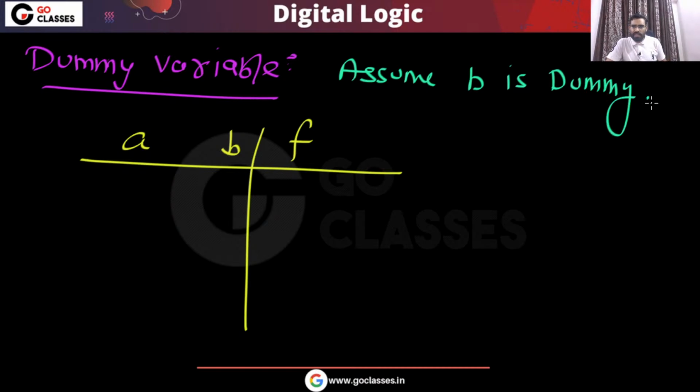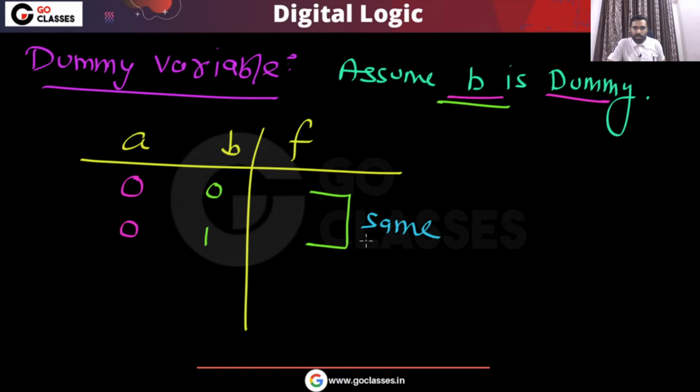If b is dummy, it means the function does not depend on b, so the function only depends on a. Now tell me, if b is dummy, will these two values be different or the same? Because b is dummy, the function does not depend on b, so these two values cannot be different. These two values will be the same.